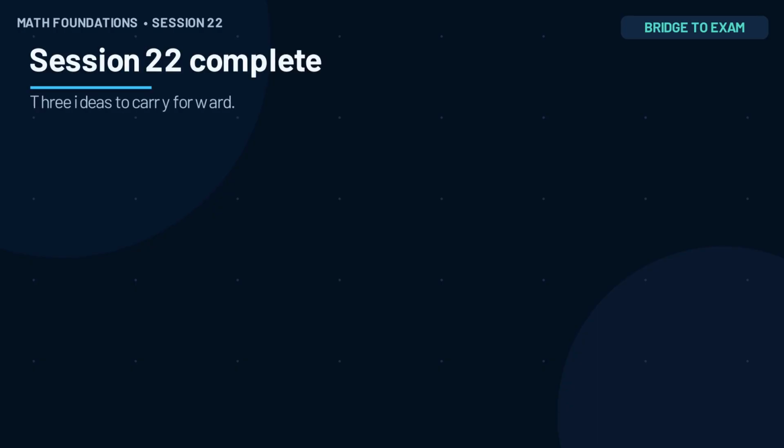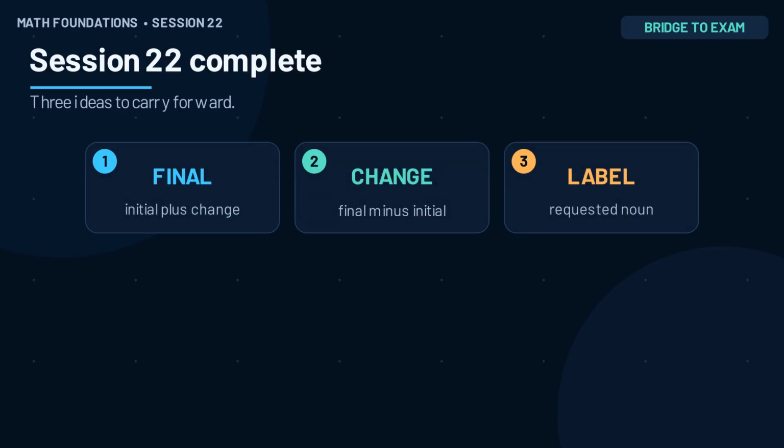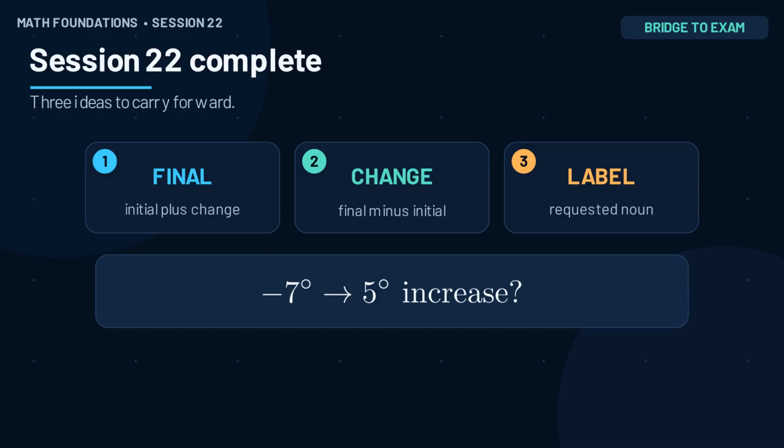Let us recap. Final equals initial plus change, while sign change equals final minus initial. For a quick check, consider the increase from -7 to +5. 5 minus -7 equals +12 degrees.